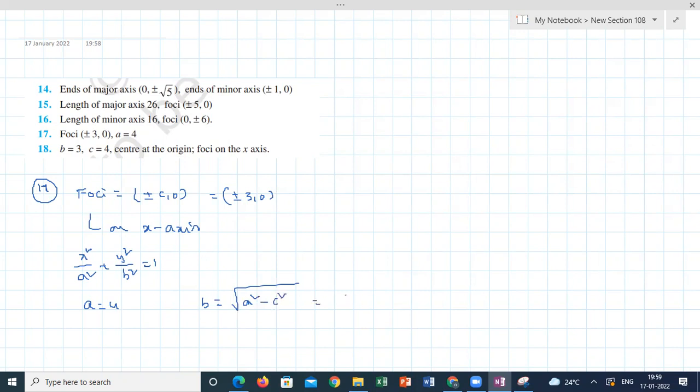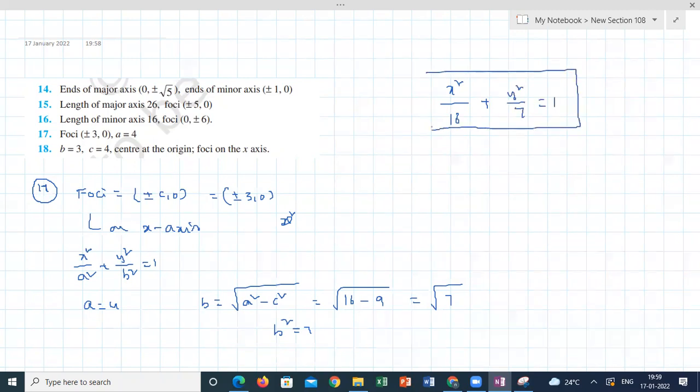a square is how much? 16, minus c square is 9. How much? 16 minus 9 is 7. So b square is equal to 7. If foci is on the x-axis, x square by a square. So the equation is x square by 16 plus y square by 7 is equal to 1.